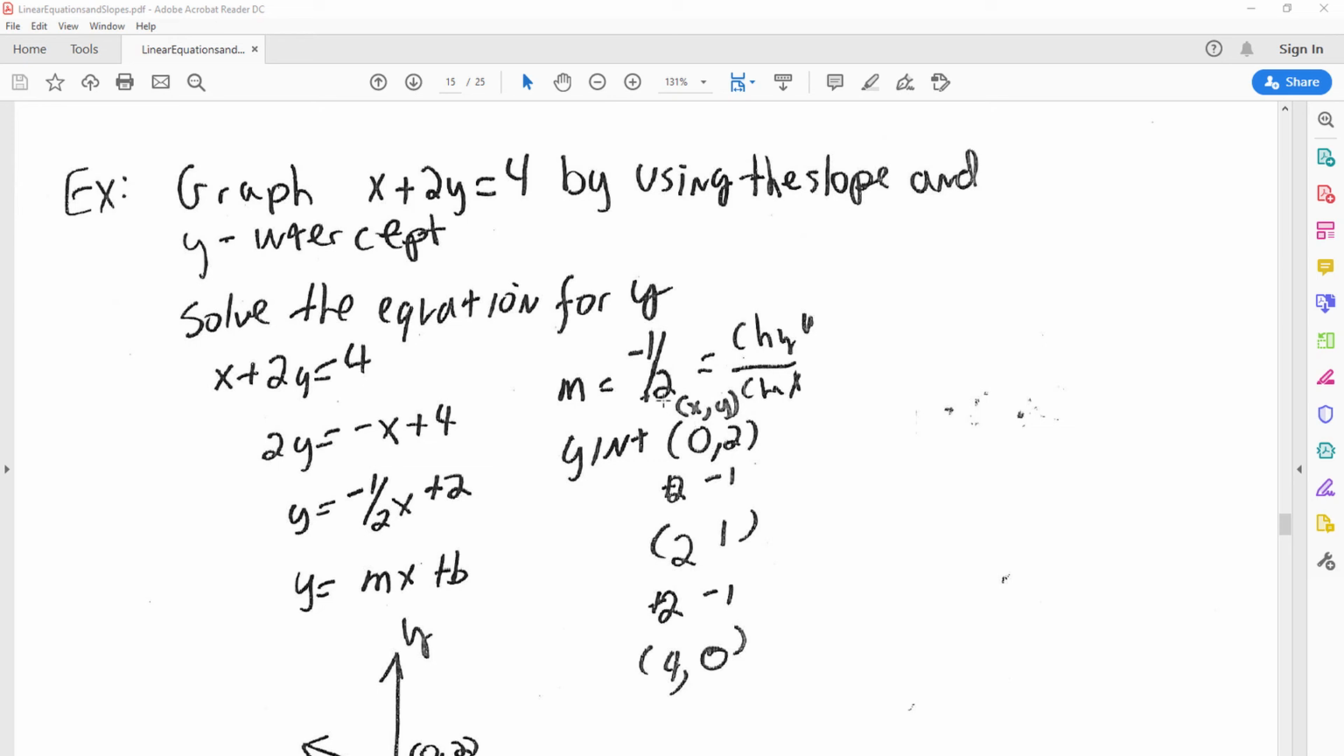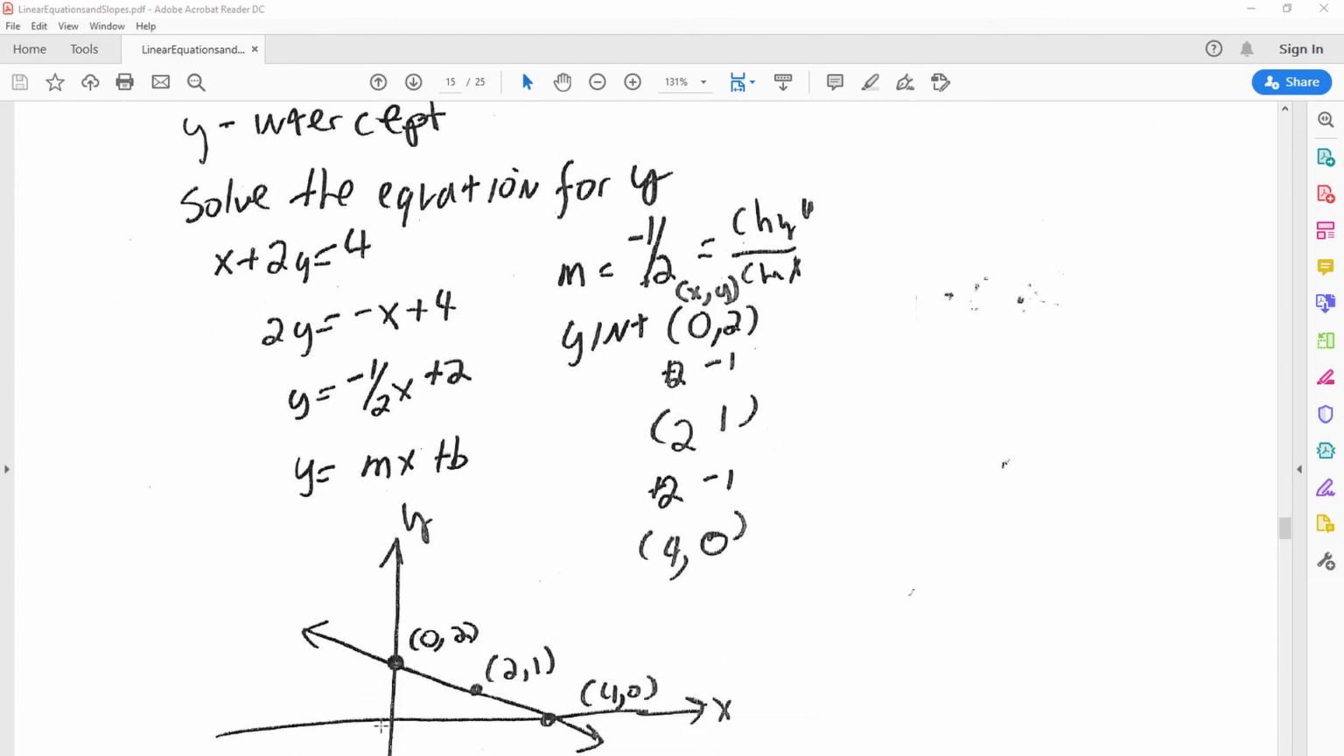So I know what my slope is, and I know what point is on the line. My change in y is going to be negative 1 from one point to the next, and my change in x is going to be increasing by 2. So 0 plus 2 is 2, and 2 minus 1 is 1. Then I can repeat this, and I got 3 points now. I can graph the line.